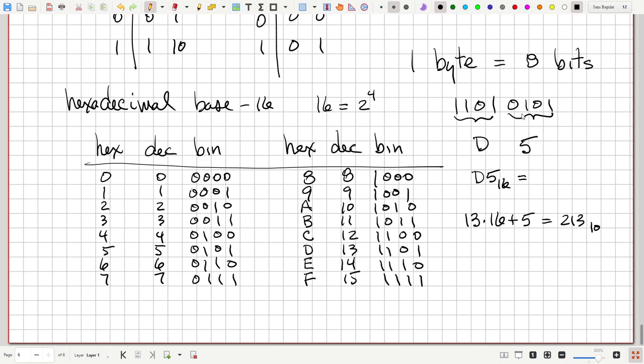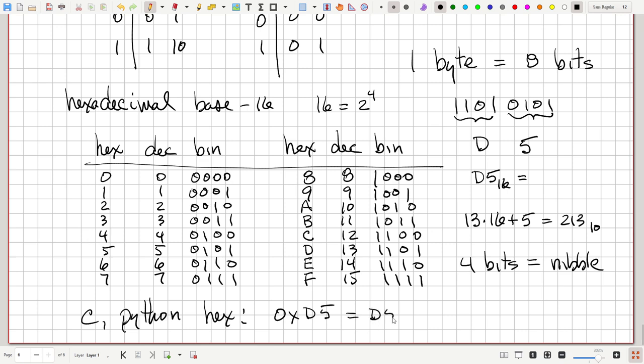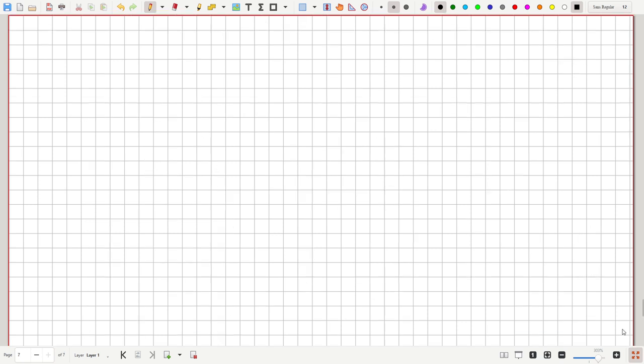So 8 bits is usually a byte. We usually call 4 bits a nibble, just some part of a byte. Each nibble is then a single hexadecimal digit. If you use the C programming language or Python, hex numbers are often represented by starting with 0x. So 0xd5 would be the way you represent d5 in base 16. Now, what about negative numbers?